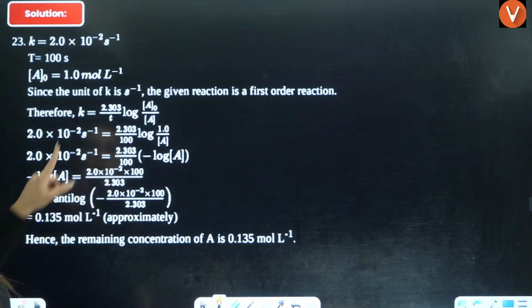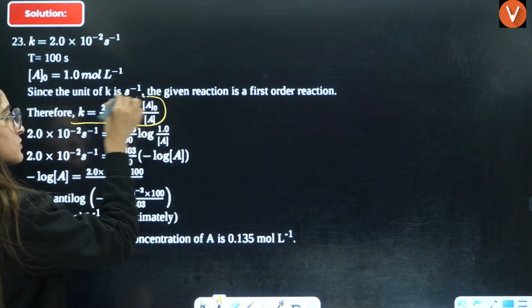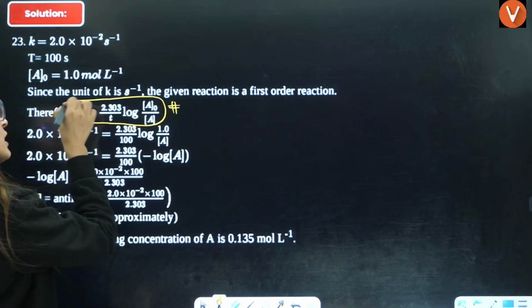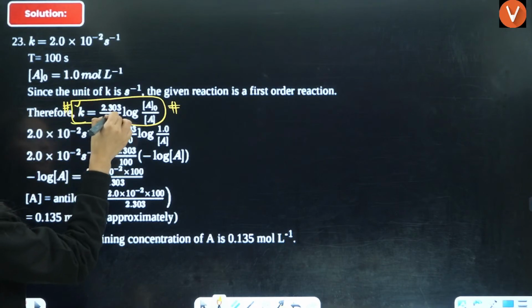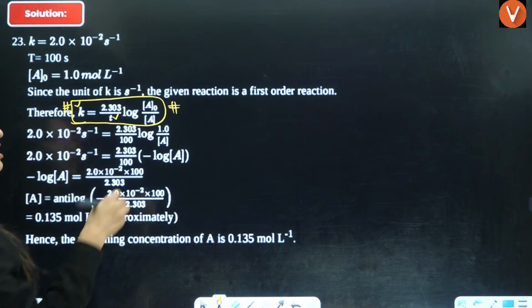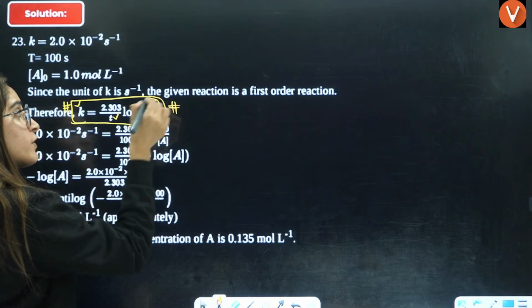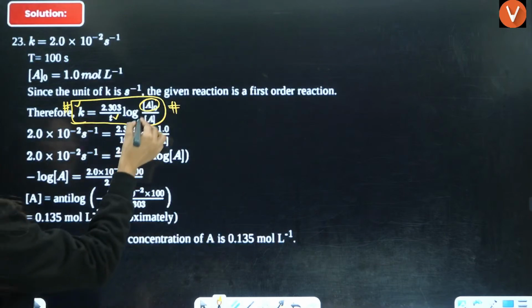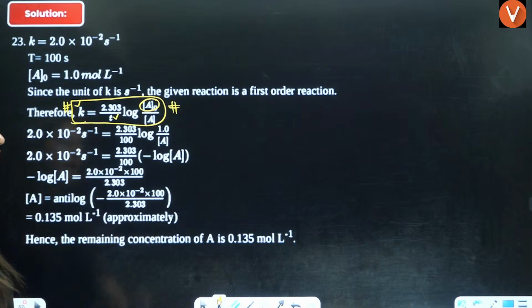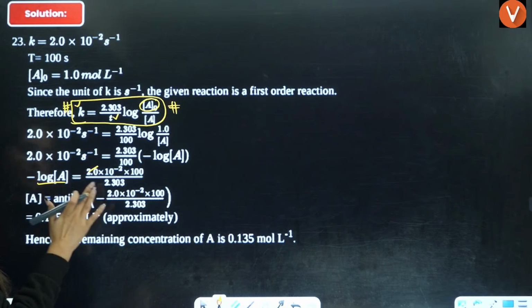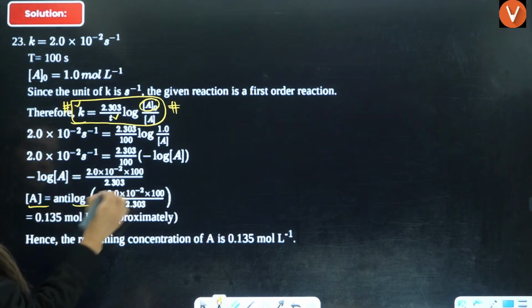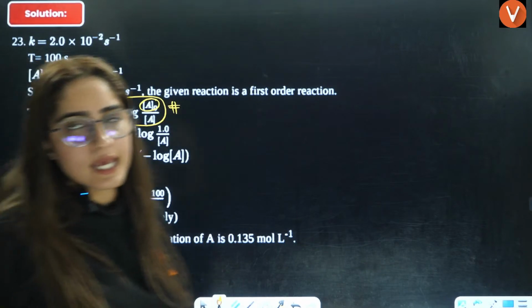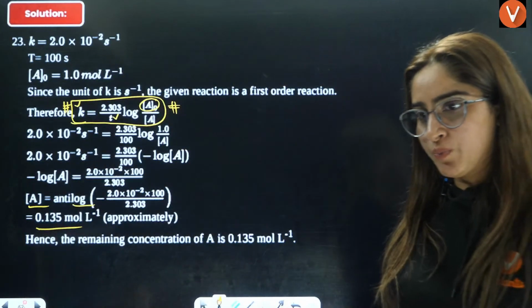After that, you just apply this formula. You have the value of K. You have the value of T, that is 100 seconds. They have also given the value of A naught, that the initial concentration is 1. You just have to calculate the value of log of this. If you put all the values here, log of A is going to be this. You just have to take the anti-log of this and you will get your answer. So everything is given to you.